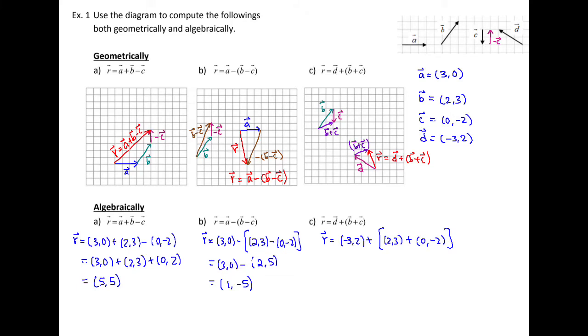Part C, we're finding the resultant r equals vector d plus the bracket vector b plus vector c. So we have to figure out what's inside the bracket first. So we do x plus x, which is 2, and then we do 3 plus -2, which is 1. So we get (2, 1). And then we will do x plus x again, which is -1, and y plus y again, which becomes 3. So it's going to be (-1, 3). So that's verified with the geometric vectors again. If the tail of the resultant is at the origin, the head will have an x value of -1 and 3 units up. So (-1, 3).